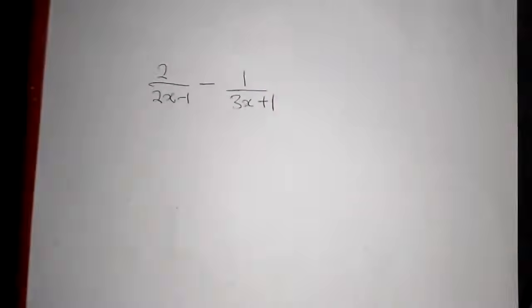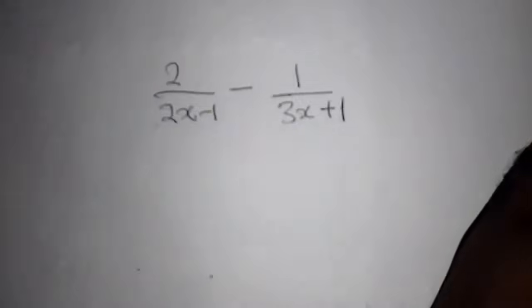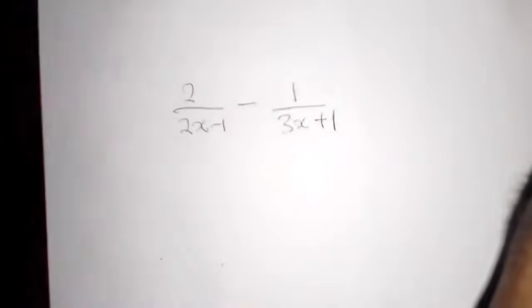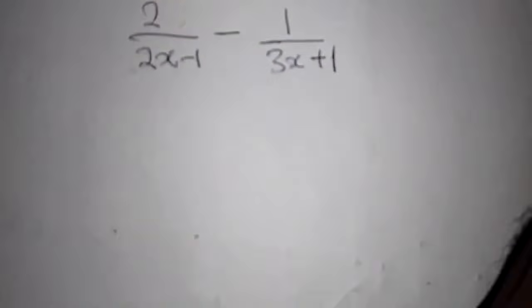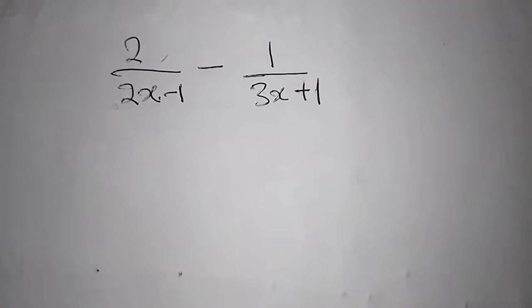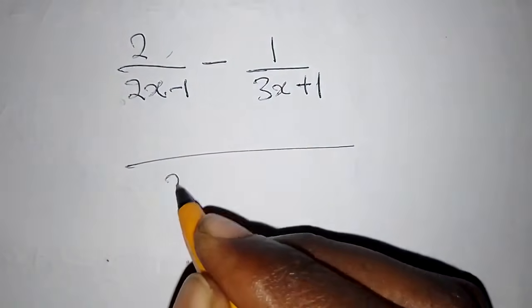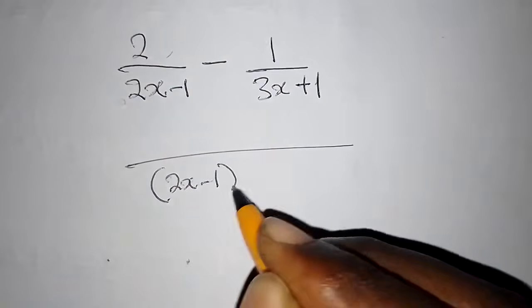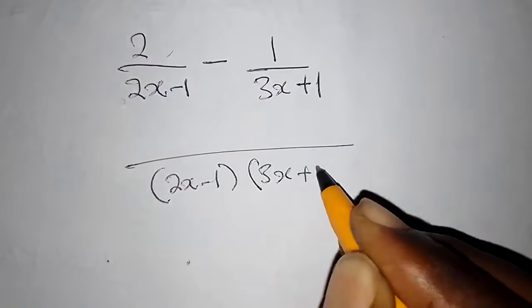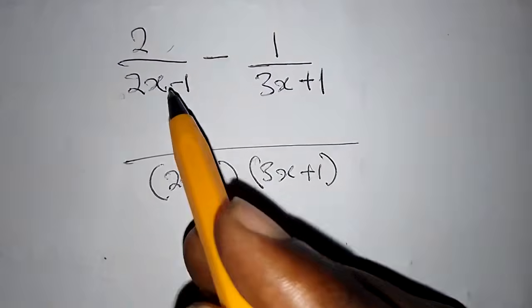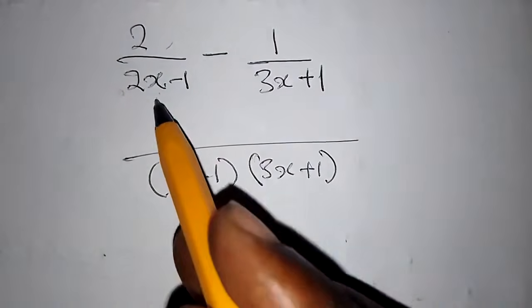So I want to solve this. This is very simple. So how can you solve this? Common denominator, you just bring this down. So it's 2x minus 1, 3x plus 1. You cannot find the common denominator there. So this into that, these two are going to be cancelled. You're going to remain with that.